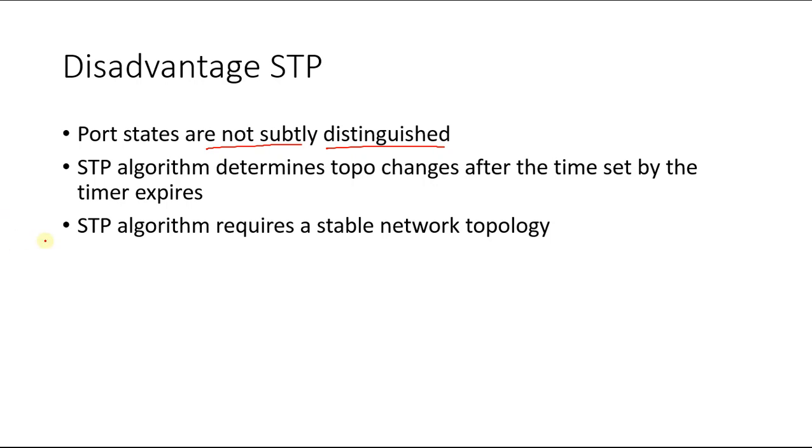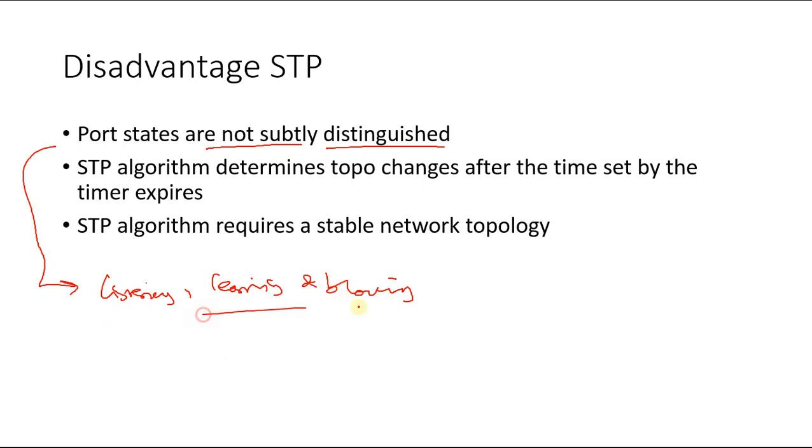For example, listening, learning, and blocking. These three states do not forward user traffic and are not even slightly different to users. So three of these states are not forwarding user traffic.